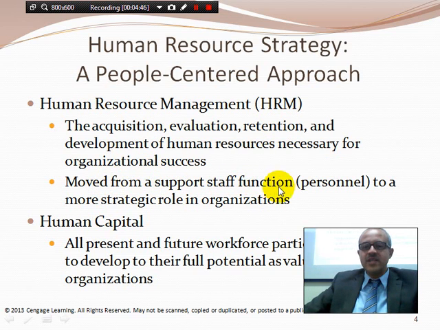You move from supporting staff functions, personnel, to a more strategic role in the organization. Sometimes your people are really your strategic advantage. If you see 3 companies that provide the same service, what's the difference? The people who make the difference, and how the people make a difference is through how they are managed. So how you have the best talent working for you is really critical, right?